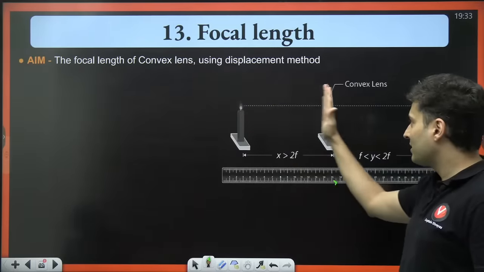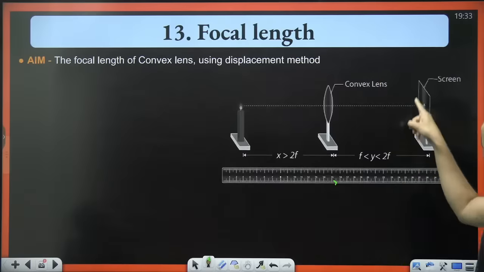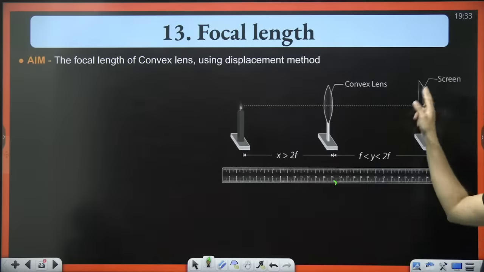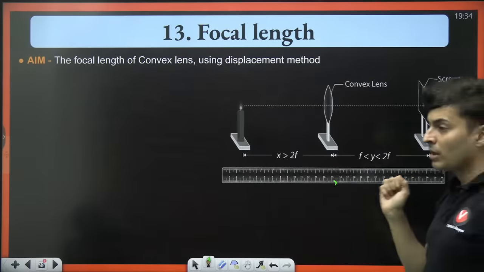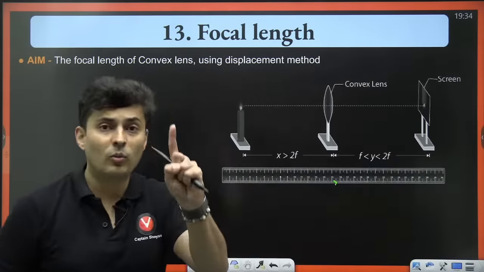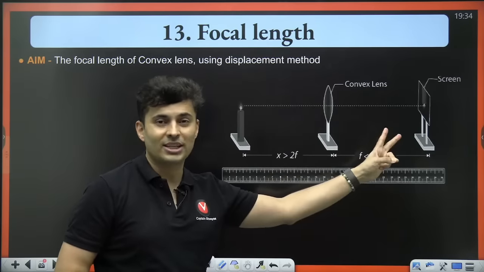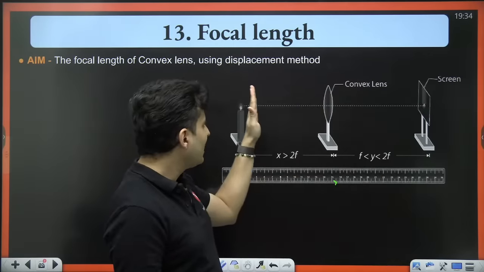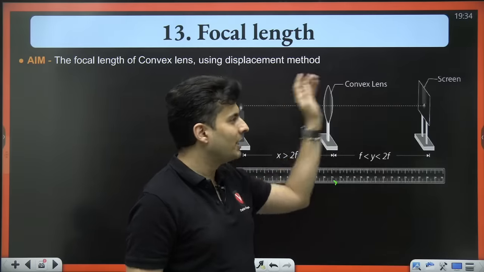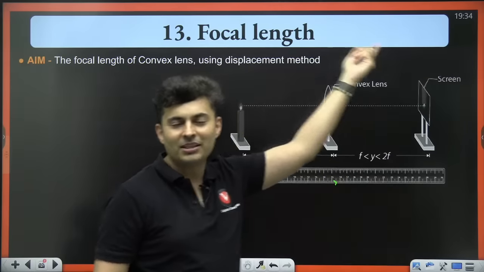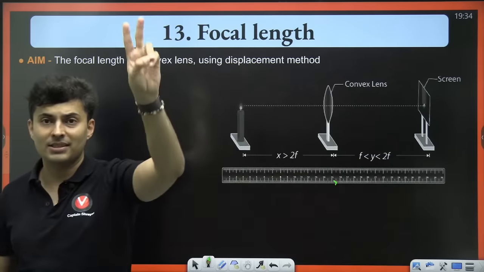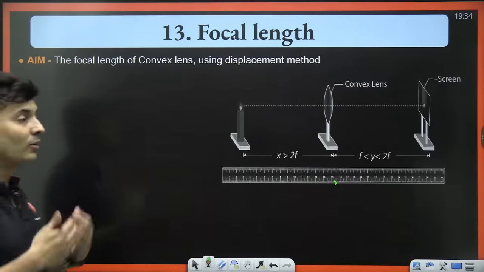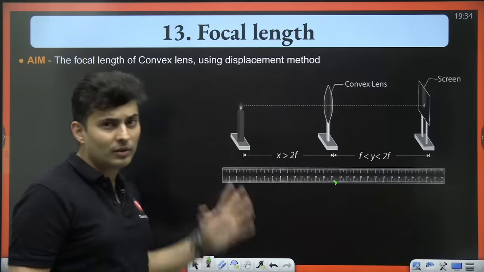You adjust the lens in such a way that you get the image on the screen. Guess what? There is not one, but there are two positions for which you get images on the screen. Once here, once there. So you keep moving the convex lens till you see the image, and keep moving it till you again see the image. You will see the image two times. And that's what will help you find the focal length of the convex lens.